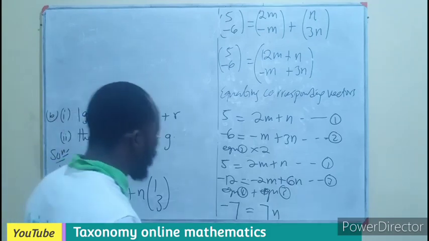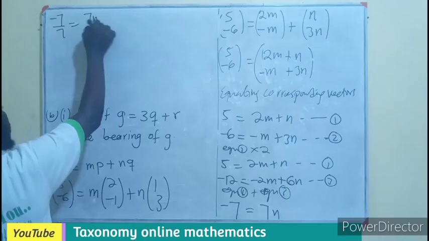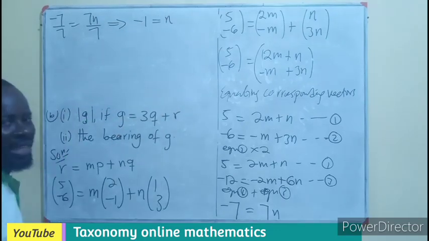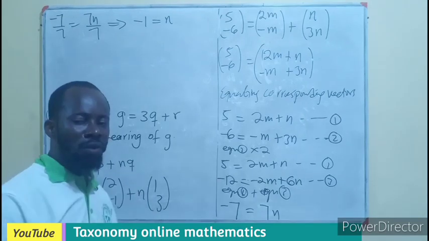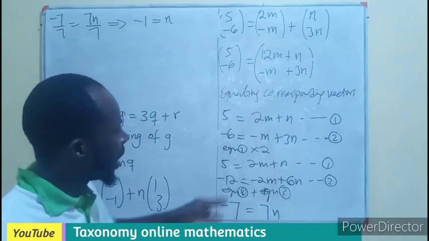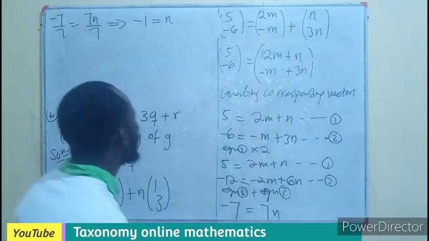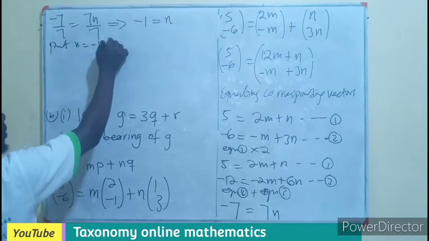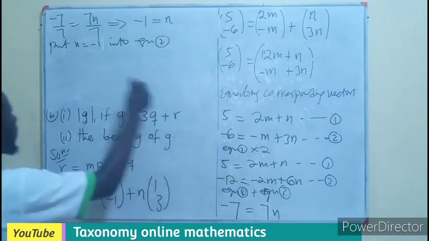So I need to find the value of N by dividing by the coefficient. Right here, I will have negative 7 over 7 equals 7N over 7. That implies that negative 1 equals N. So N is equal to negative 1. One of the variables is known. We substitute into either equation 1 or equation 2 in order to find M. So here, put N equals negative 1 into equation 2.